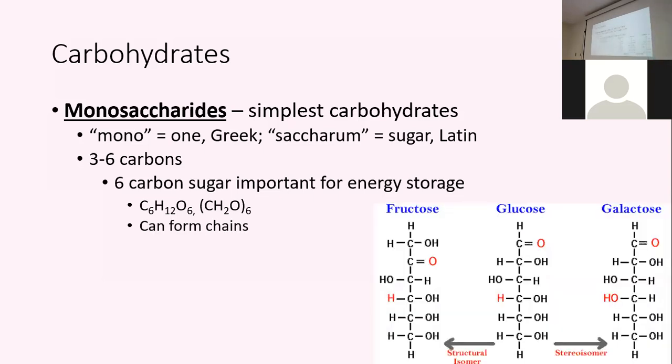They can form chains. That makes sense, right? We've already talked about carbon. Everybody loves a carbon chain. We can make a carbon chain with 6 carbons in the middle and then 12 hydrogens and 6 oxygens dispersed around the outside in some fashion.